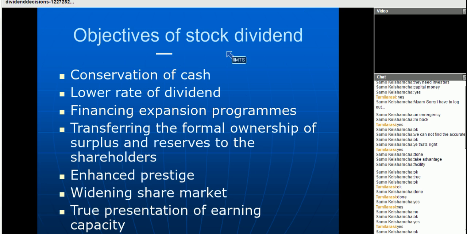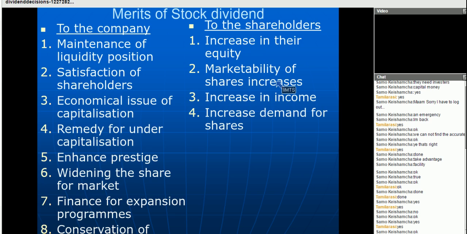Now, what is the objective of stock dividend? Stock dividend means dividend apart from cash. So first is the conservation of cash, the lower rate of dividend, financing the expansion programs, then transferring the formal ownership of the surplus and reserves to the shareholders, enhanced prestige, widening the share market, and true presentation of earning capacity. These are just a few points which I mentioned over here. Just read this one, merits of stock dividend.